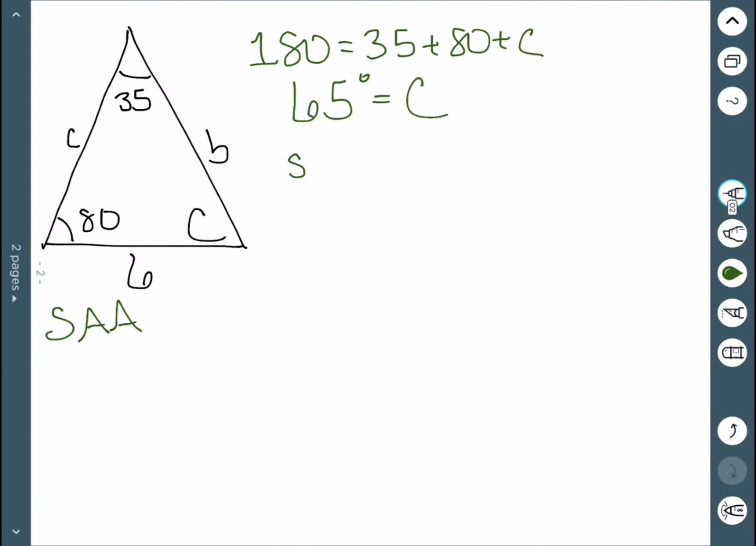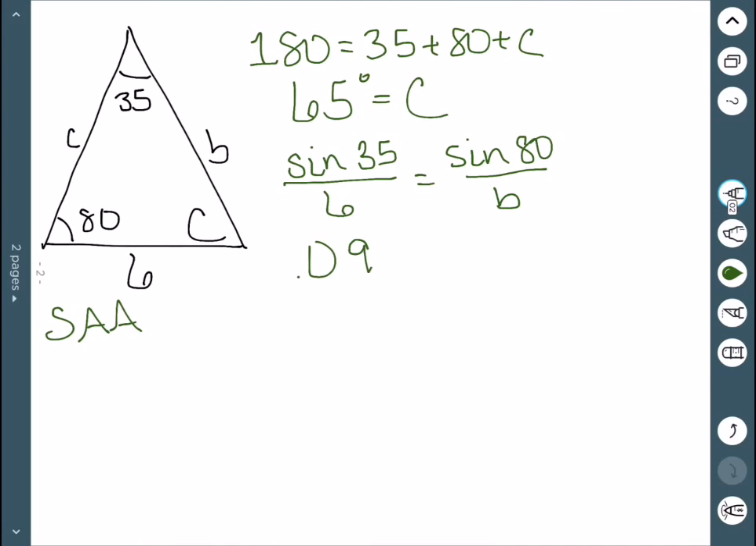So I know that sine of 35 over 6 is going to be equal to sine of 80 over its opposite side, which is B. And then we can just divide and multiply. So we'll start with the fact that sine of 35 divided by 6 gives us 0.096. And then on the right, sine of 80 is 0.984 over B.